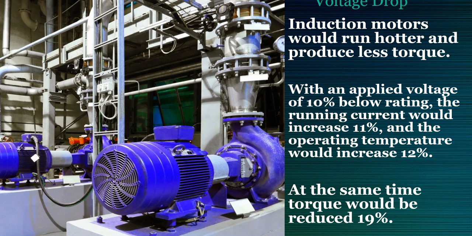If you have voltage drop, induction motors would run hotter and produce less torque. Well, that's not good. With an applied voltage 10% below rating, the running current would increase 11%, and the operating temperature would increase 12%. At the same time, torque would be reduced 19%. Well, that's probably not what you wanted.